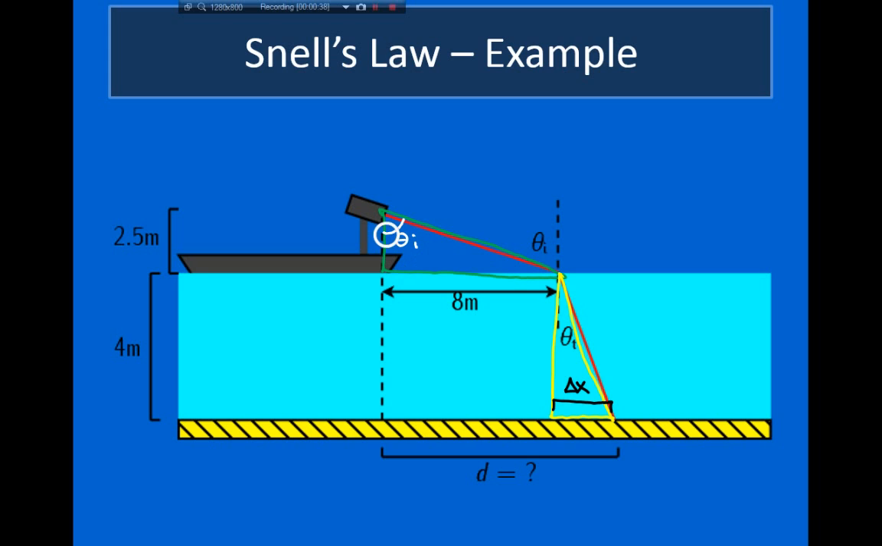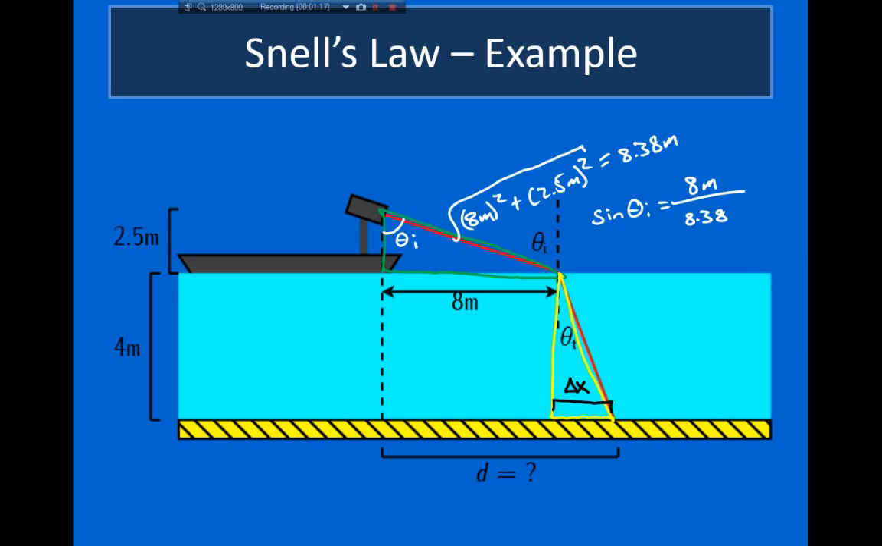Alternatively, I can use the fact that I know the length of the opposite side and the adjacent side to find this angle by using arctangent. And then once I know that, I could take that angle and plug it into the sine function. But I'm going to go ahead and find the length of this hypotenuse because I think that's a little bit easier. So this is going to be equal to the square root of 8 meters squared plus 2.5 meters squared. And if I plug that into a calculator, I'll see that the hypotenuse is 8.38 meters. So this means that the sine of my angle of incidence, remember this is opposite over hypotenuse, is going to be 8 meters divided by 8.38 meters.